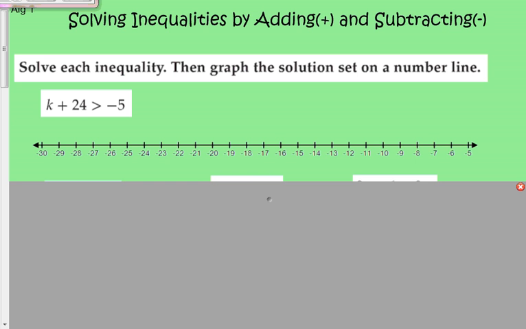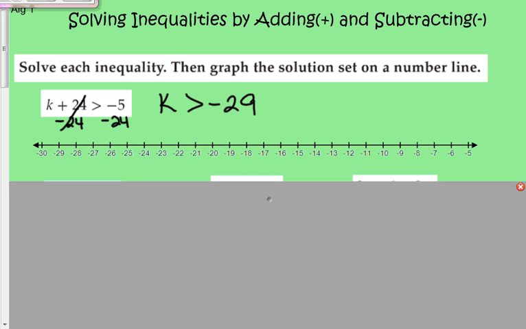You're going to be working to get the variable alone. So it's the same operations. If you see a plus 24, you're going to subtract 24 on both sides. So we'll put minus 24 on both sides. As you work this out, of course, those are gone. K is left. The same sign repeats, greater than, and then you're going to work out this integer problem. Negative 5 and negative 24, same signs. We add and we keep it negative, so negative 29.